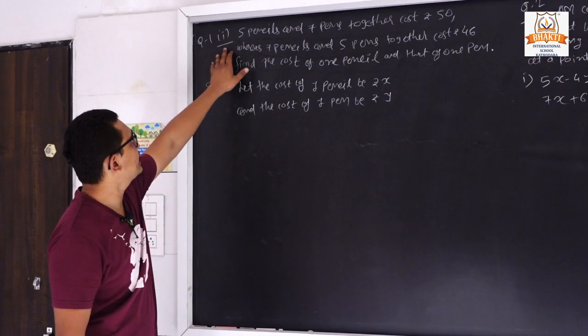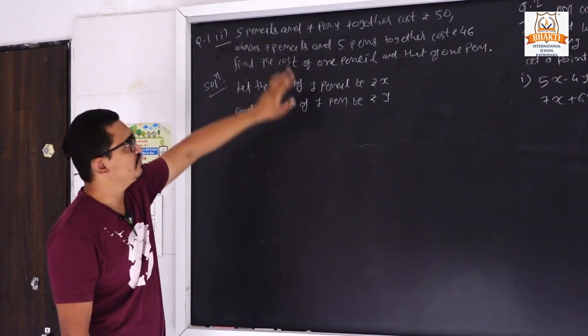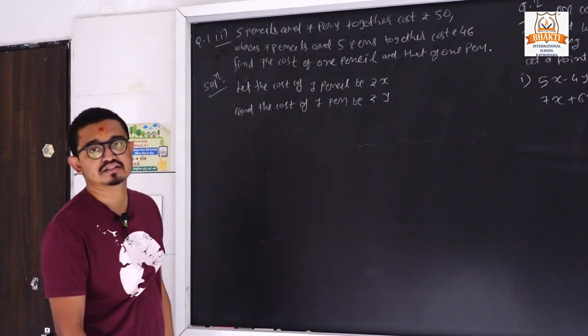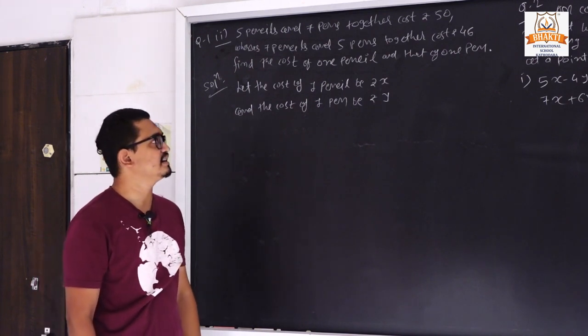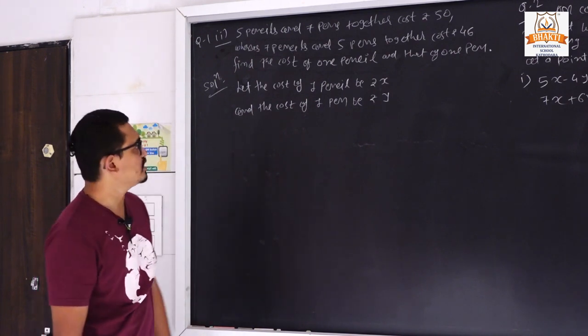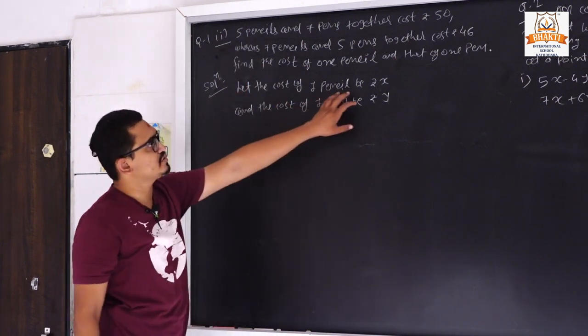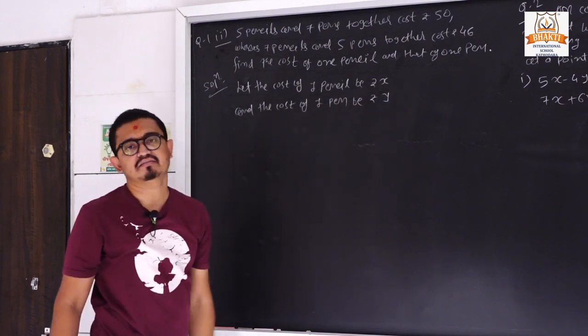Question number 2. 5 pencils and 7 pens together cost 50 rupees, and 7 pencils and 5 pens together cost 46 rupees. So find the cost of 1 pencil and 1 pen. So first of all, we can assume let the cost of 1 pencil be rupees x, and let the cost of 1 pen be rupees y.